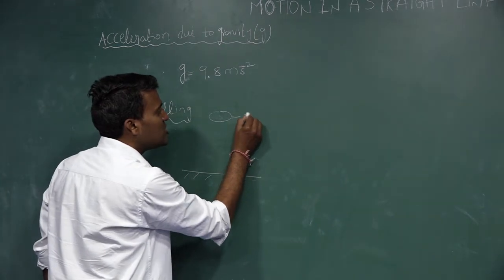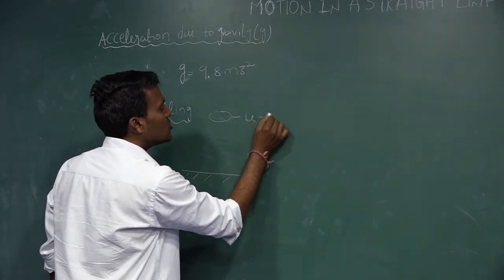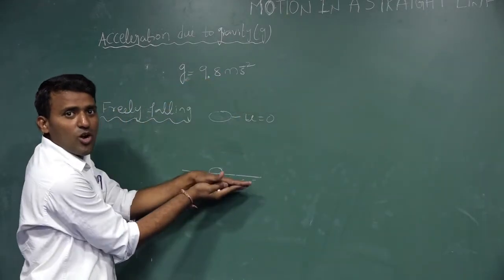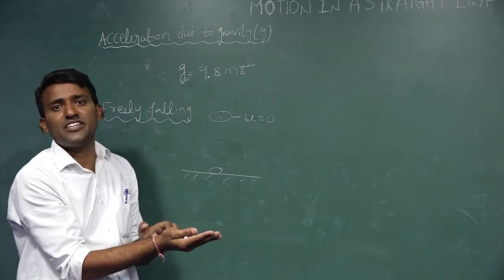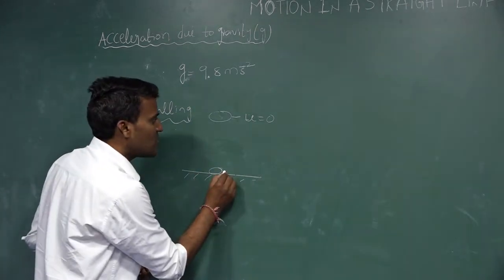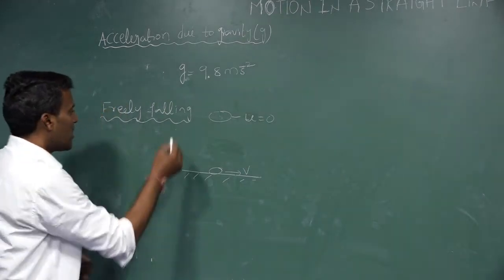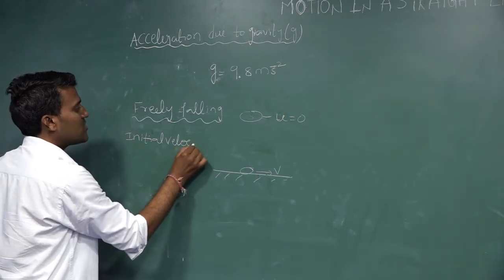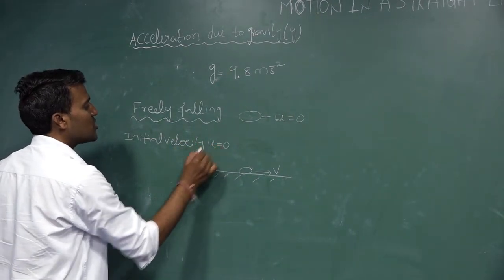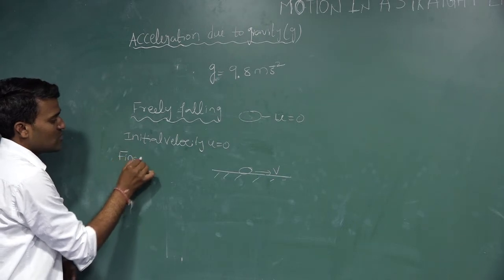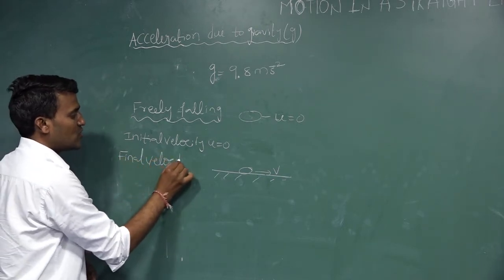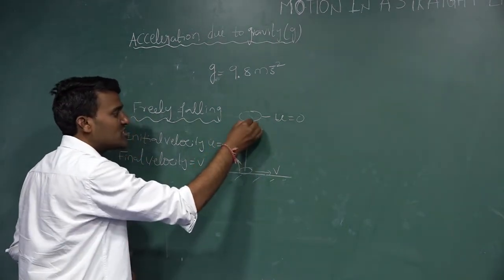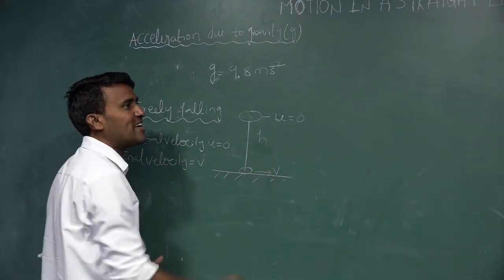So I am writing here initial velocity u is equal to 0. When it strikes the ground, it attains the maximum velocity. That final velocity is nothing but v. So according to this, initial velocity u is equal to 0 and final velocity we are writing v, and how much distance it has traveled. How much distance it has traveled is nothing but the vertical displacement.